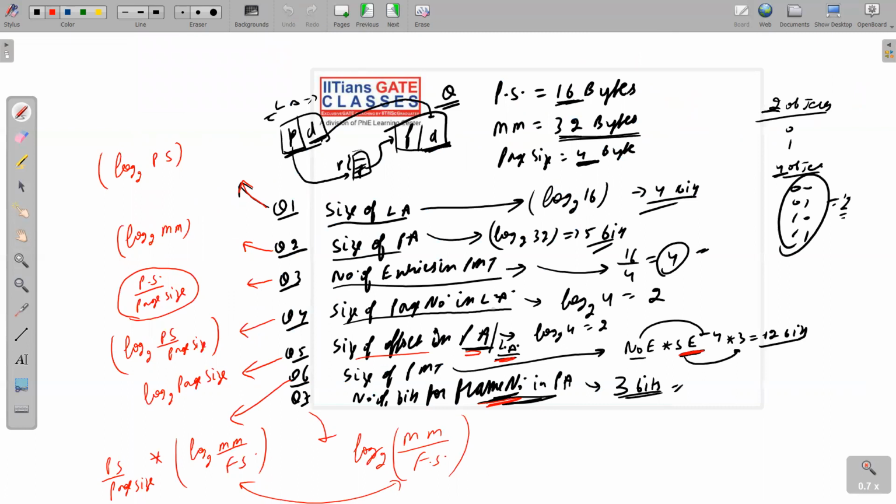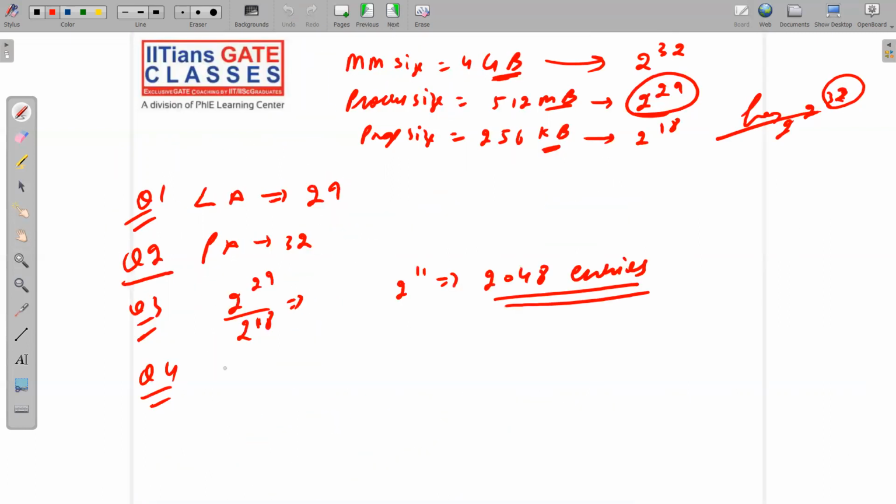Next, size of page number in logical address. So directly, indirectly, we want to find the number of pages. How many pages will be there? Number of pages will be 2048. And in the logical address, the page number will be of 11 bits. 11 is log base 2, just do it.